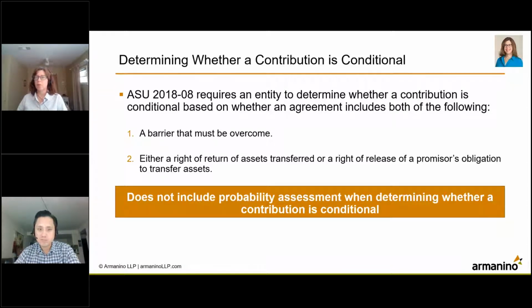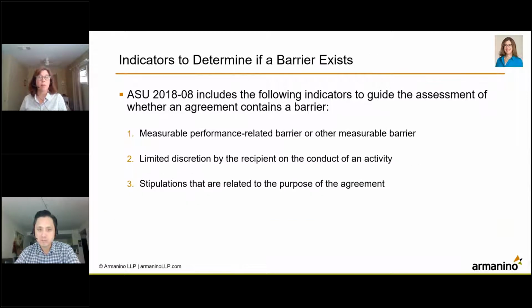So let's go to the next slide and look at examples of what the barriers are. The standard gives 3 indicators of what barriers could be. And the first one is a measurable performance-related barrier. This one tends to be a little bit easier to locate or find.